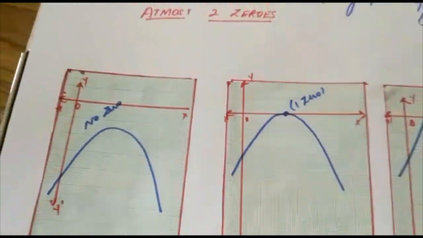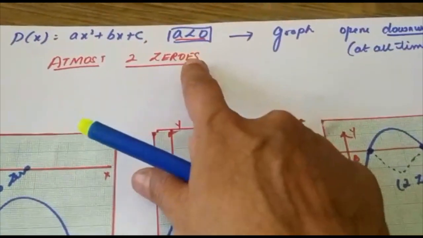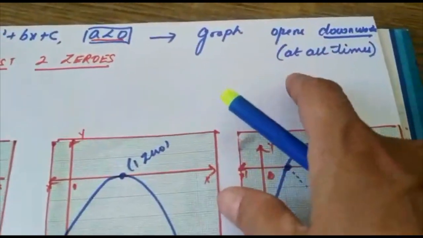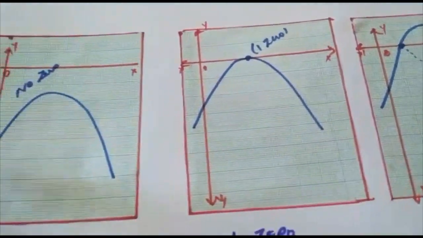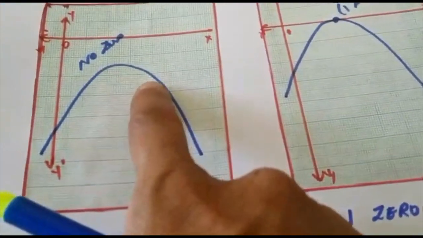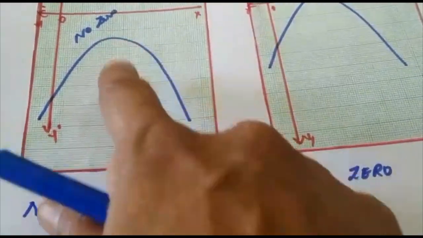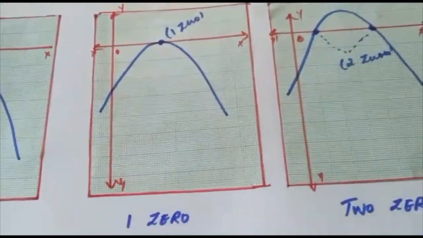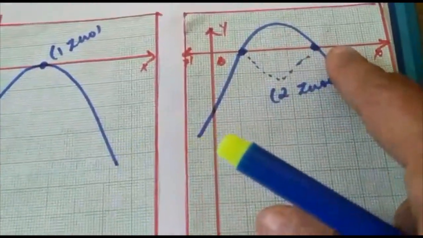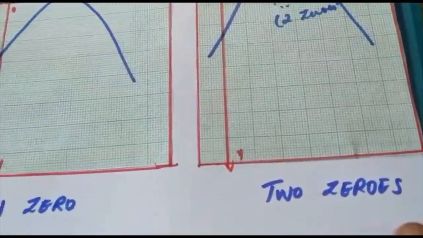Now let us consider the other case where a is less than 0. When a is less than 0, the parabola will be opening downwards like this. There are also three cases. In the first case, it is not at all intersecting, so there will not be any zero. Here it is intersecting at 1 point, so you will have 1 zero. And here it is intersecting at 2 points, so you will have 2 zeros.